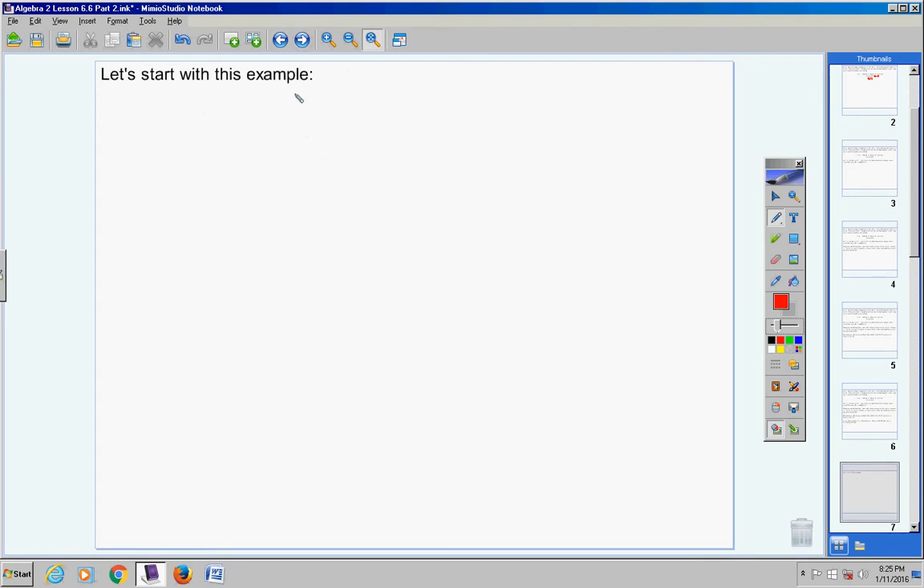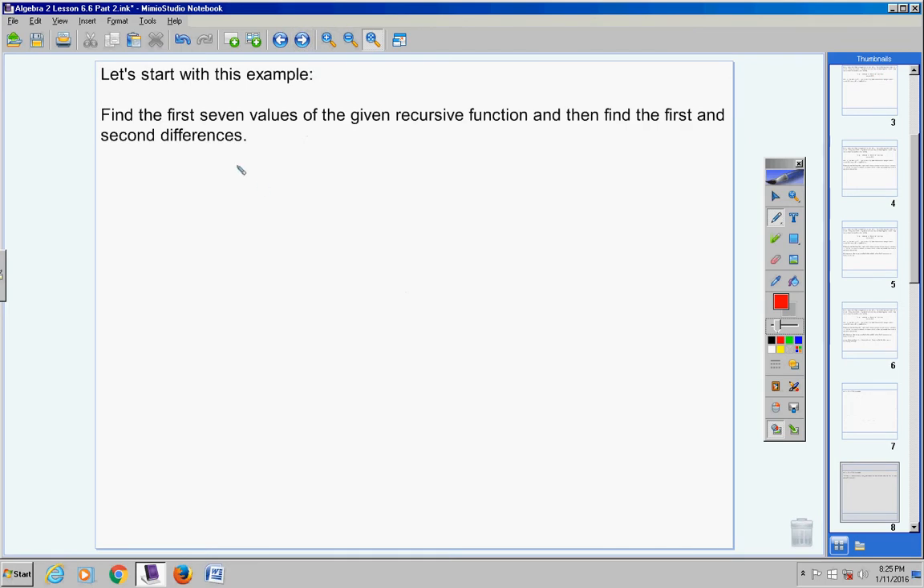Let's start with this example here. We're going to find the first 7 values of the given recursive function. And then we're going to find the first and second differences. So copy these directions down and listen while you're copying. When I tell you to find the first 7 values, you already know how to do that. In your last video, we usually found the first 5 values. Now we're just going to find the first 7, no big deal. So you know how to do that already.